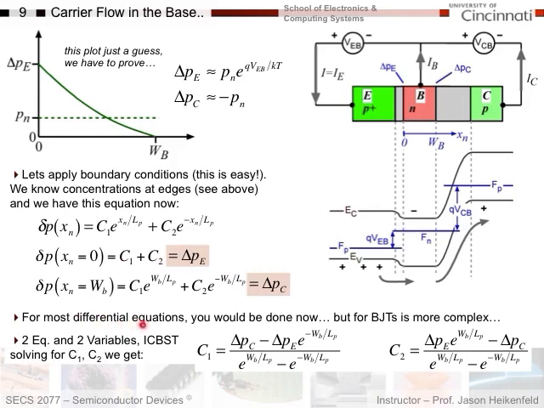And again, for most differential equations, you'd be done by now. But for BJTs, it's more complex. I've got my two variables and two equations, so I could rework these and solve for C1 and C2. I'm not going to do the math, but you could figure that out. Two variables, two equations, and you solve for C1, you solve for C2. So it's starting to get more complicated, right? Well, it'll get simpler at the end, but just hang in there.